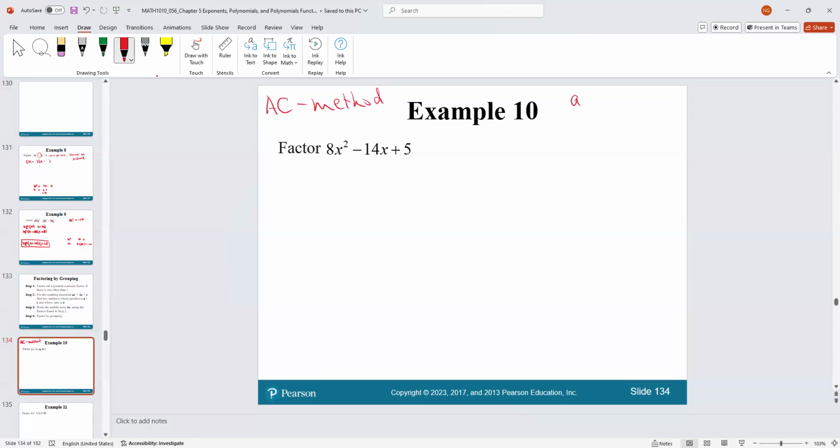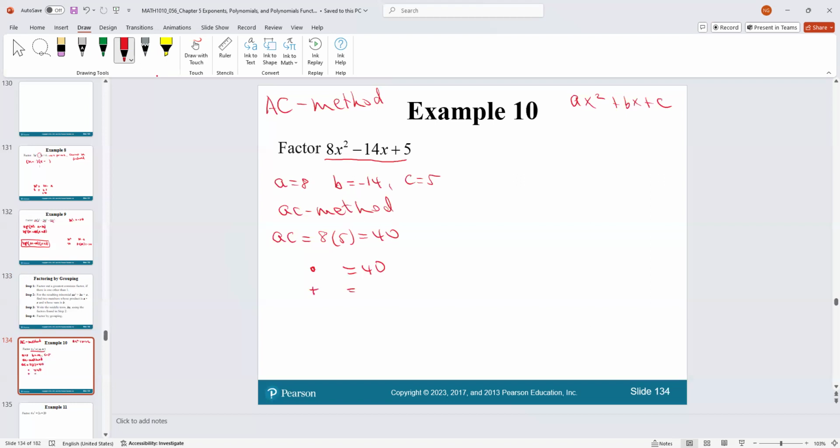Remember the trinomials of the form ax squared plus bx plus c. When you look at this trinomial, what is a? a equals 8, b is negative 14, and c is 5. AC method means multiply these two numbers. When we take AC, 8 times 5 is 40. Now, find two numbers that multiply to give you 40, but when you add them, give you the middle term, negative 14.